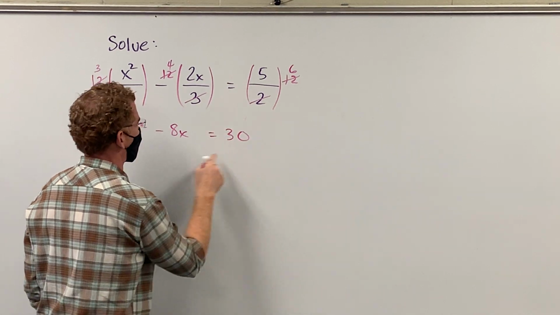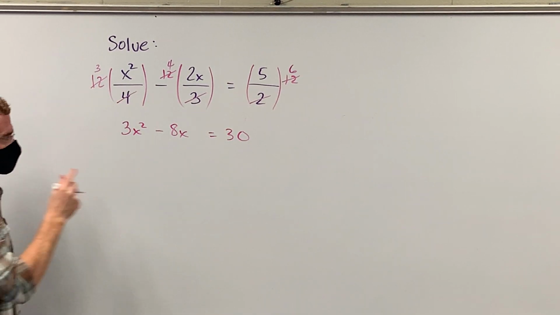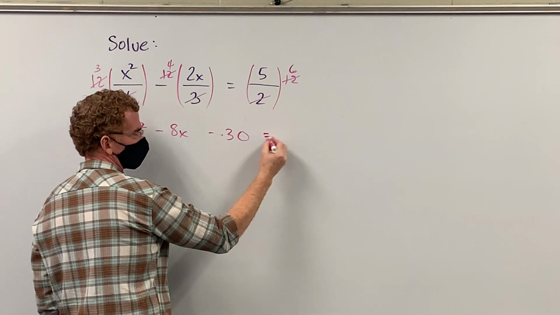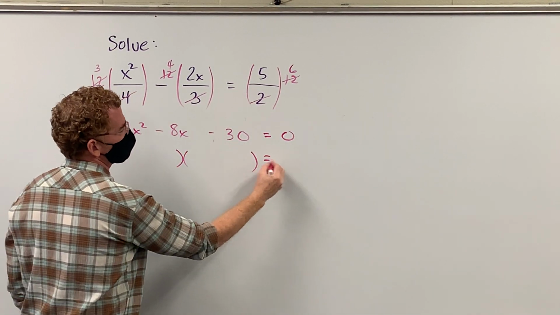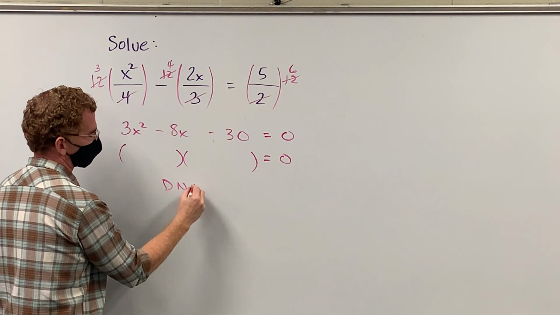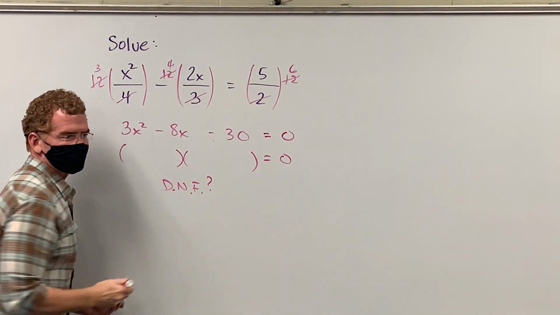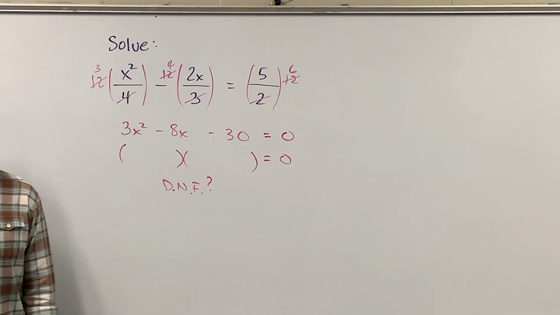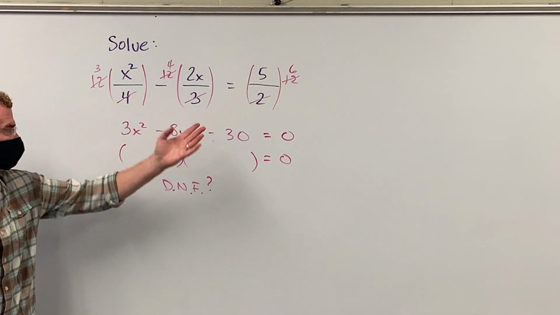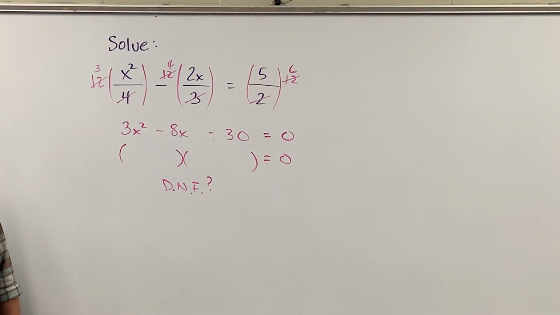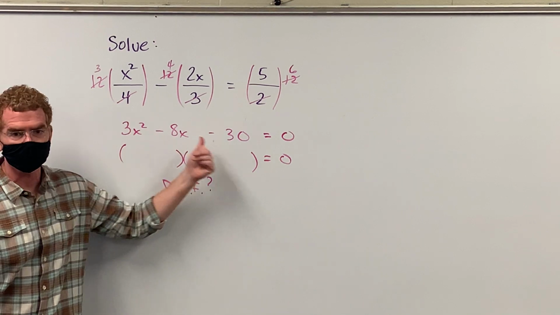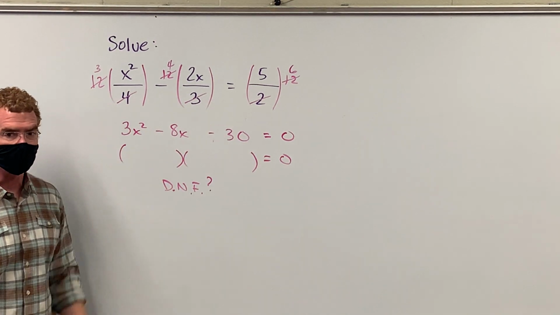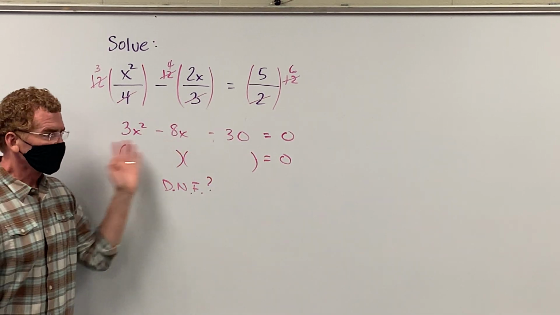And at this point, what would I do to solve? Bring that 30 over. So I would subtract 30 over, right? And then I would try to start factoring this thing. And it probably does not factor because I just made this up. I don't think it does. But I could always use the quadratic formula, which we technically haven't talked about, but you learned, right?